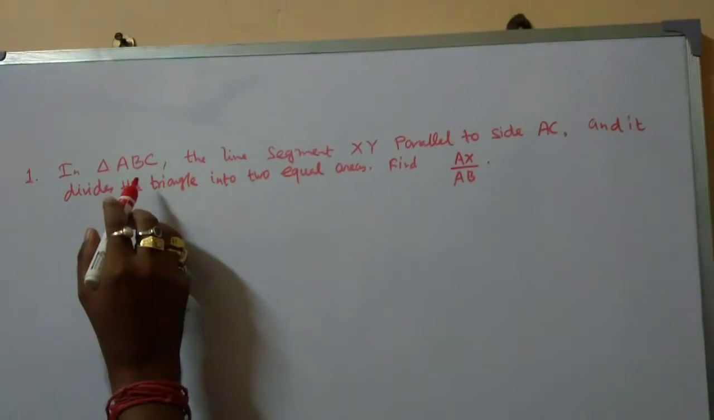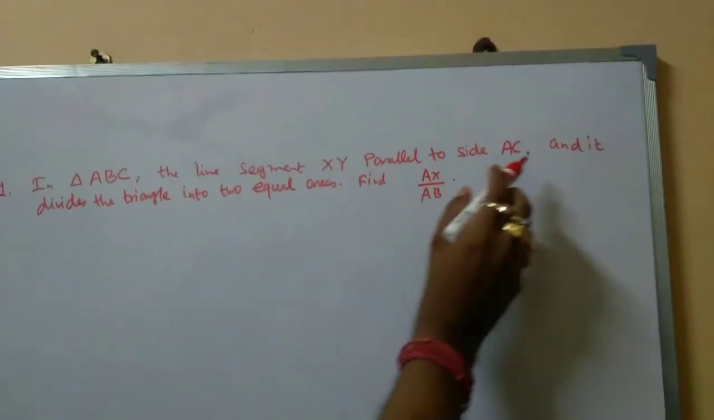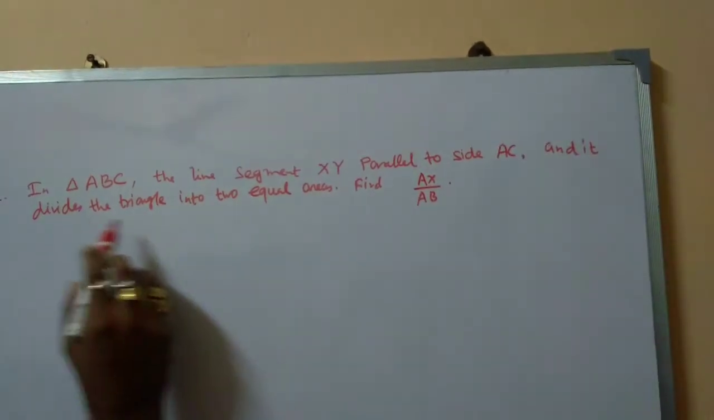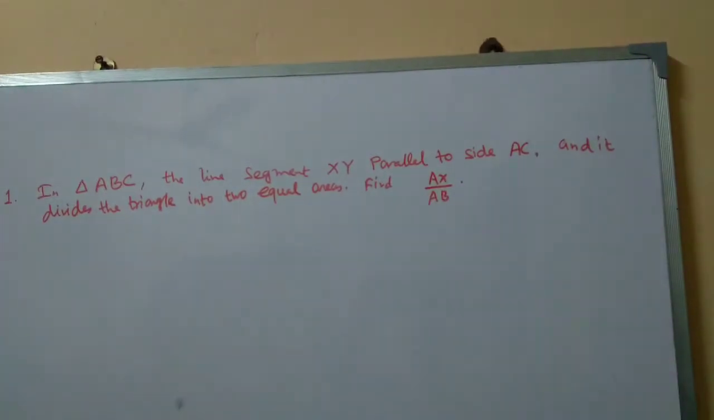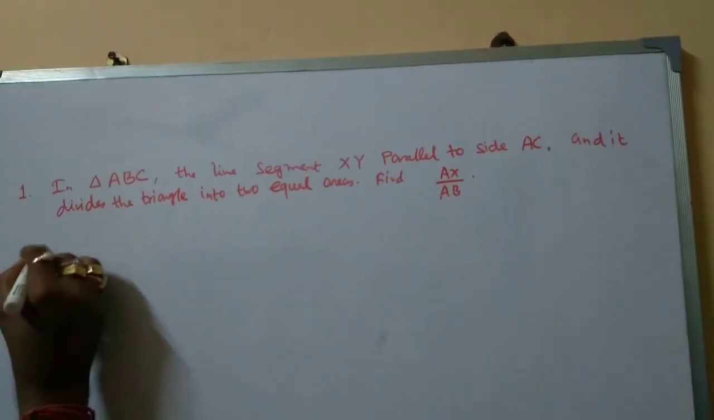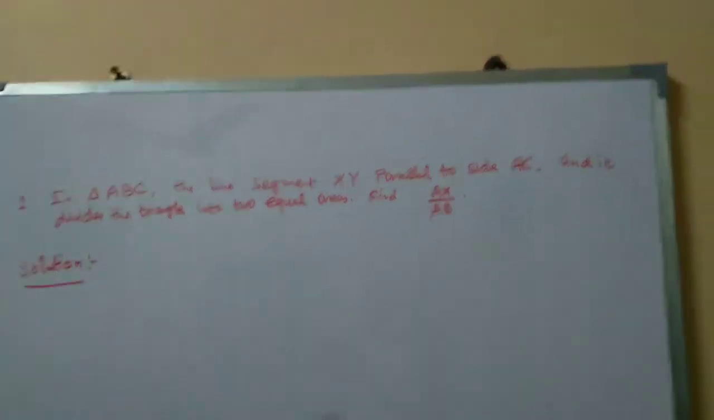In triangle ABC, the line segment XY is parallel to side AC and it divides the triangle into two equal areas. Find AX by AB. Solution.